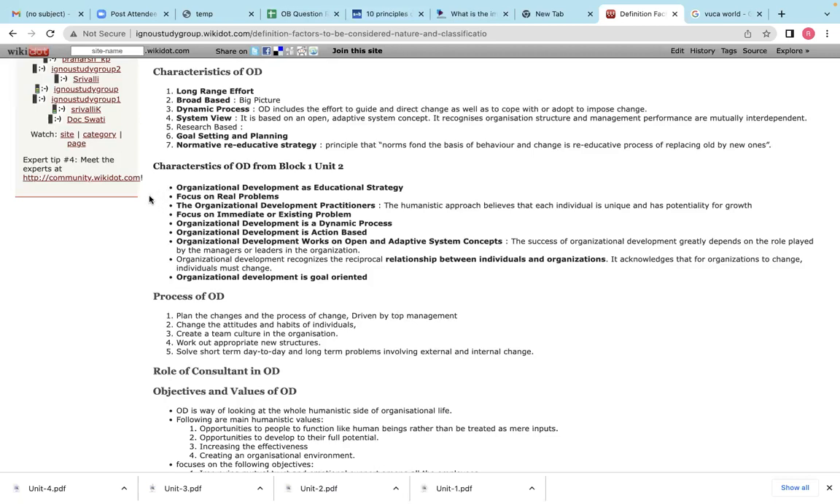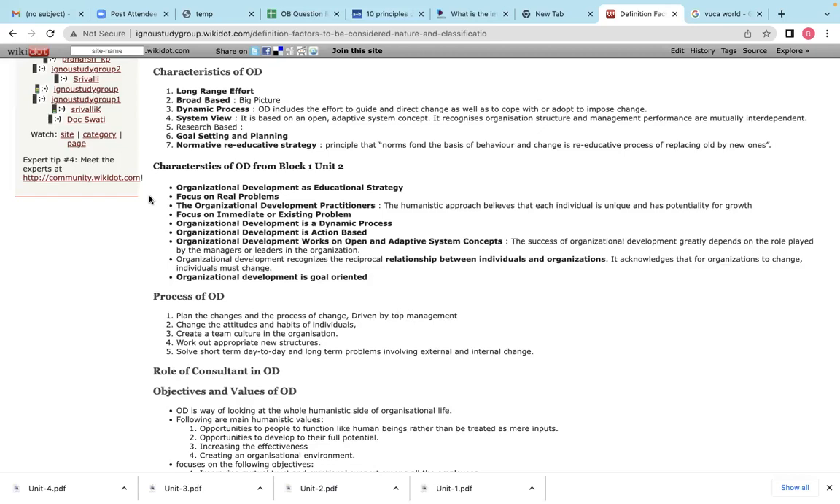So basically OD as an education strategy, right? Because it's mainly re-educating the people. So if you see, normative re-educative strategies cover a similar point, right? It is based on the practitioners, focused on the real problems, immediate and existing problems. It is a dynamic process. Dynamic process and the open and adaptive system concepts are also covered above. So nevertheless, the points are similar, but they are given twice. One here, one there, kind of a thing. Okay, so this is about the characteristics of OD.